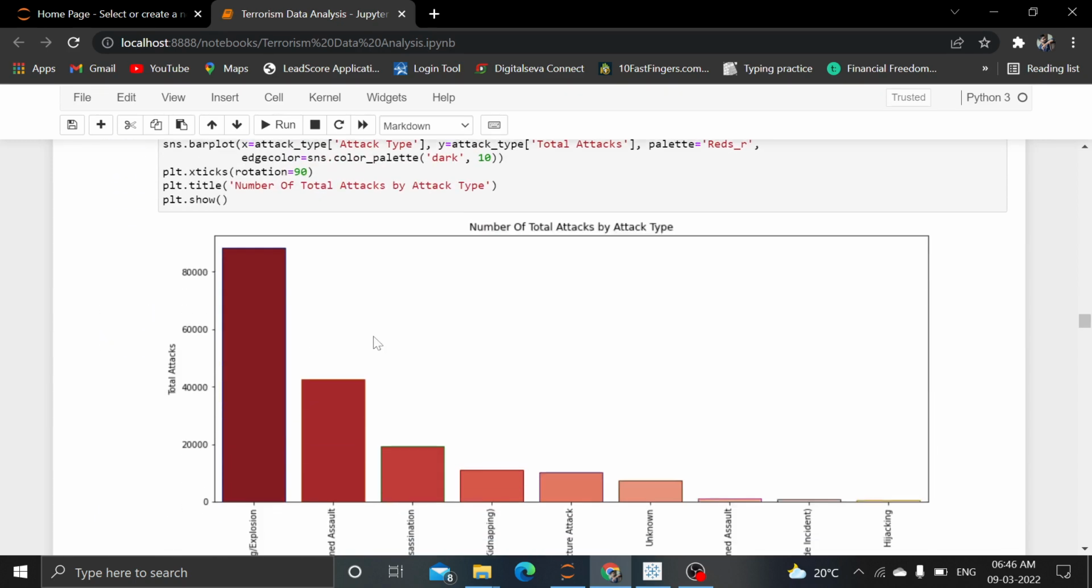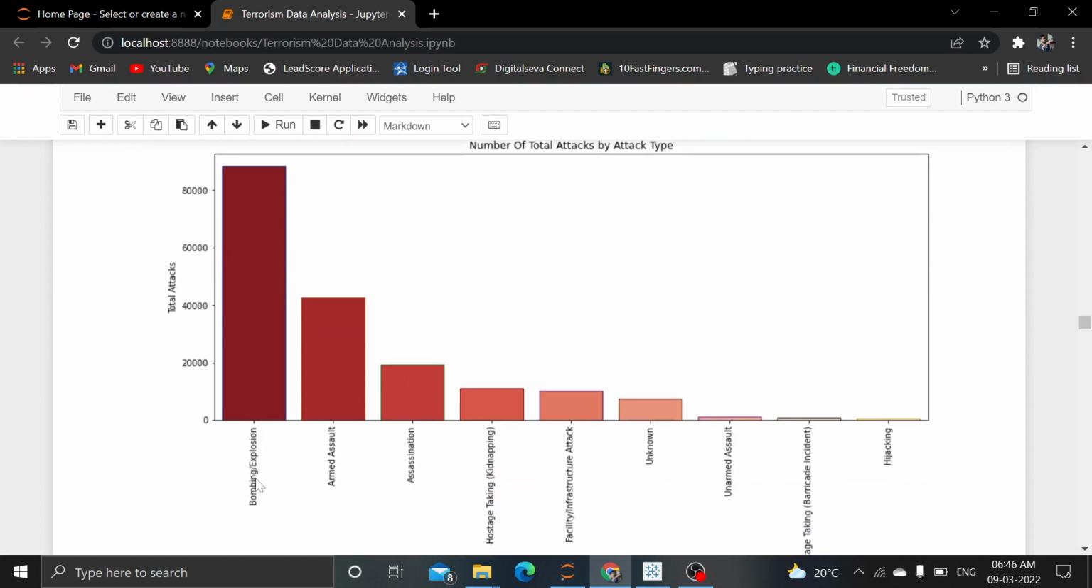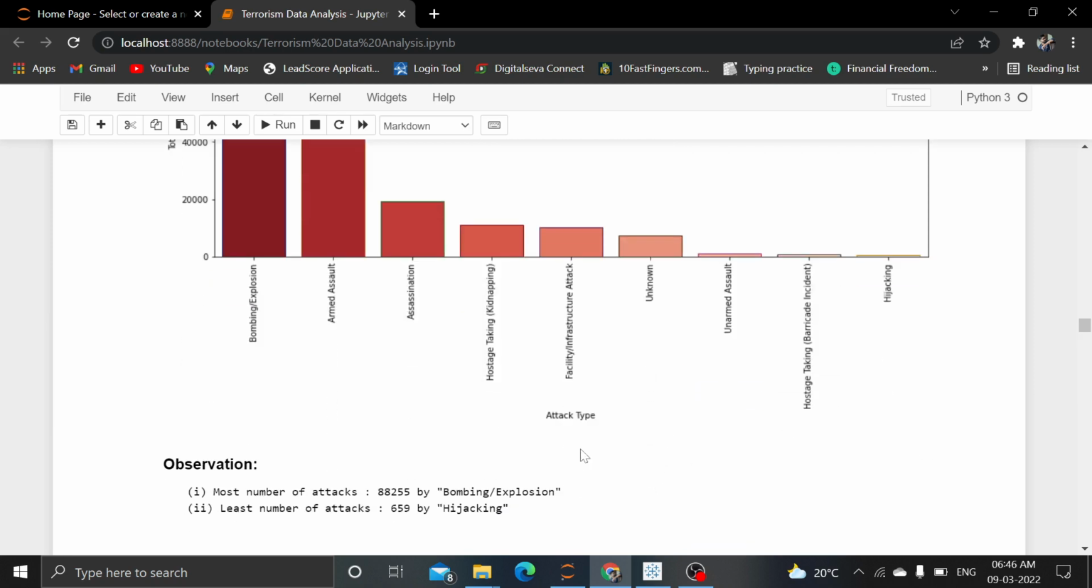This plot tells us about the number of total attacks and casualties by attack type. We can see that bombing and explosion is the attack type with a huge number of attacks, followed by armed assault, followed by assassination, and hijacking has the lowest number.